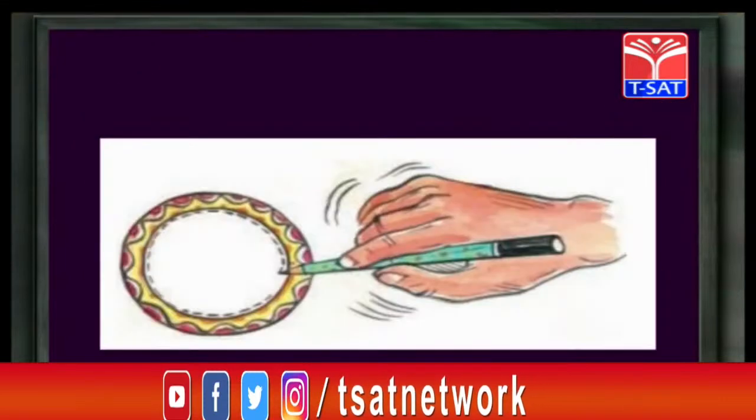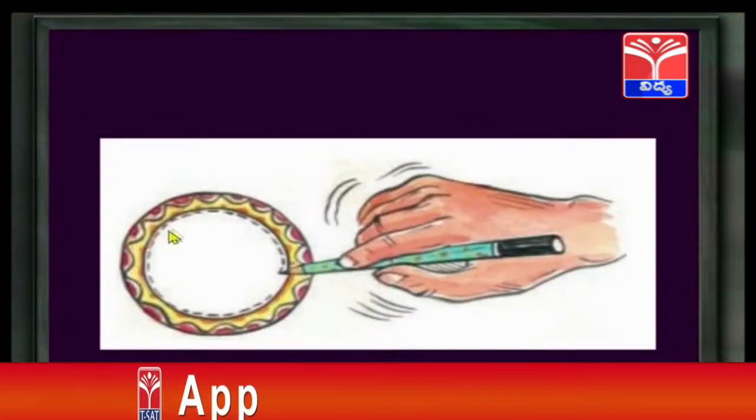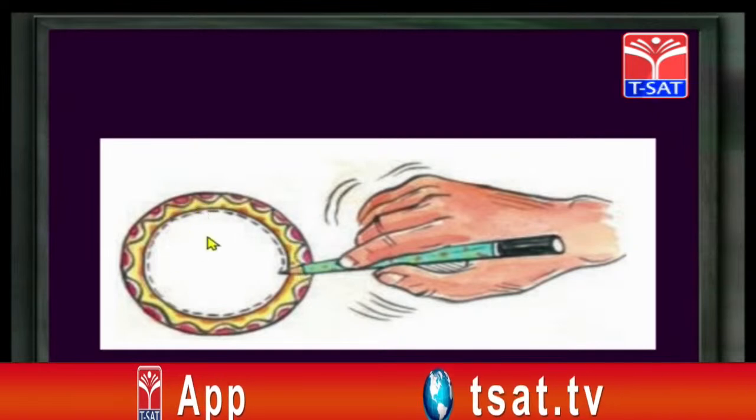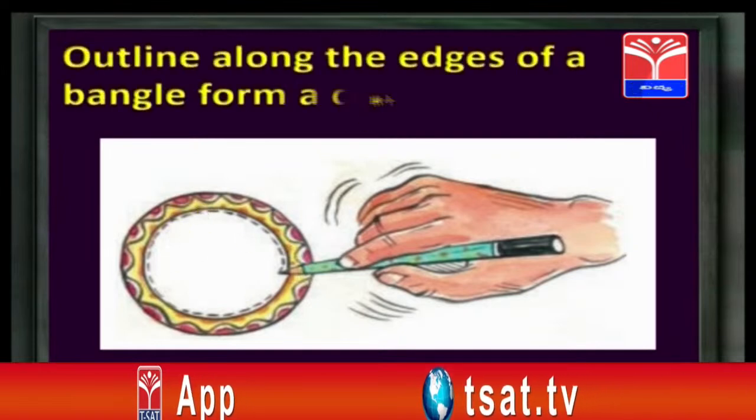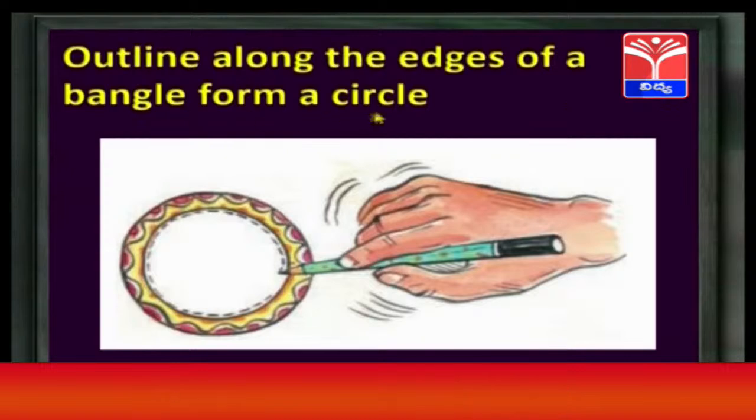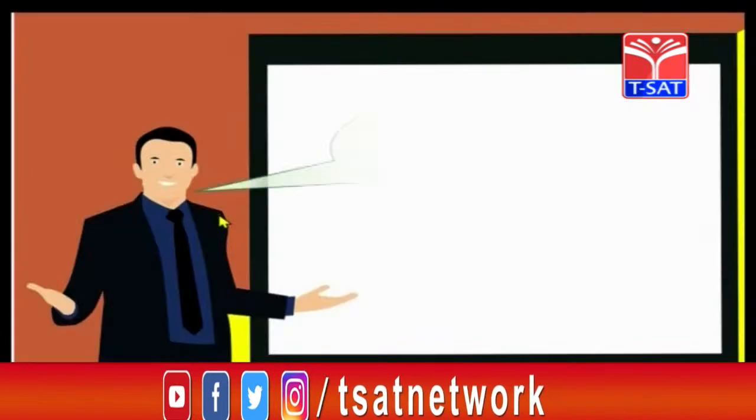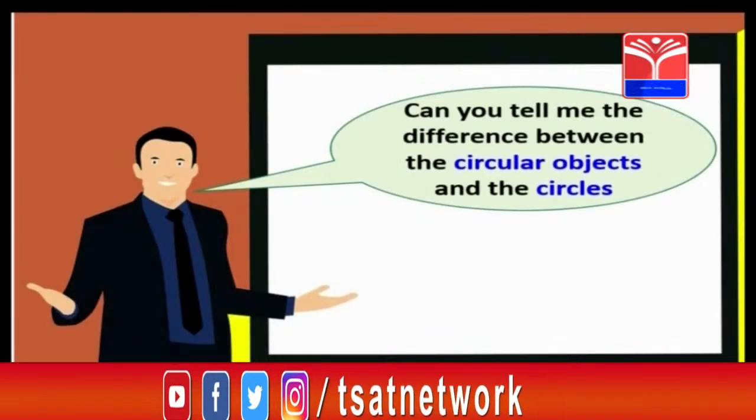Now, let us see this. This is a bangle. With the bangle, a circle is drawn. So, what is this, students? The outline along the edges of a bangle forms a circle. Previously we have seen circular objects, and this is a circle. Now, tell me, what is the difference between the circular objects and the circle?